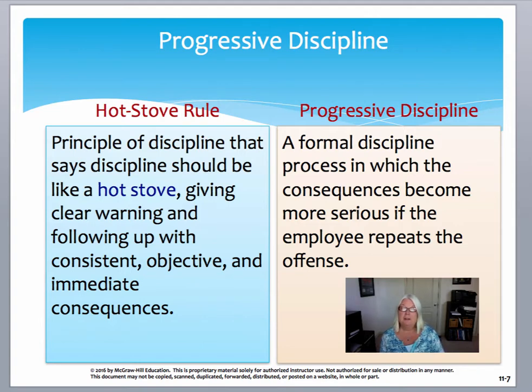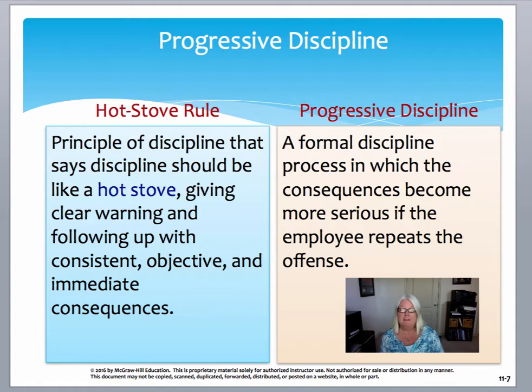So one method is called the hot stove rule, and it's sort of an analogy with a hot stove. This principle says that, like a hot stove, employees should be given clear warning and following up with consistent, objective, and immediate consequences.